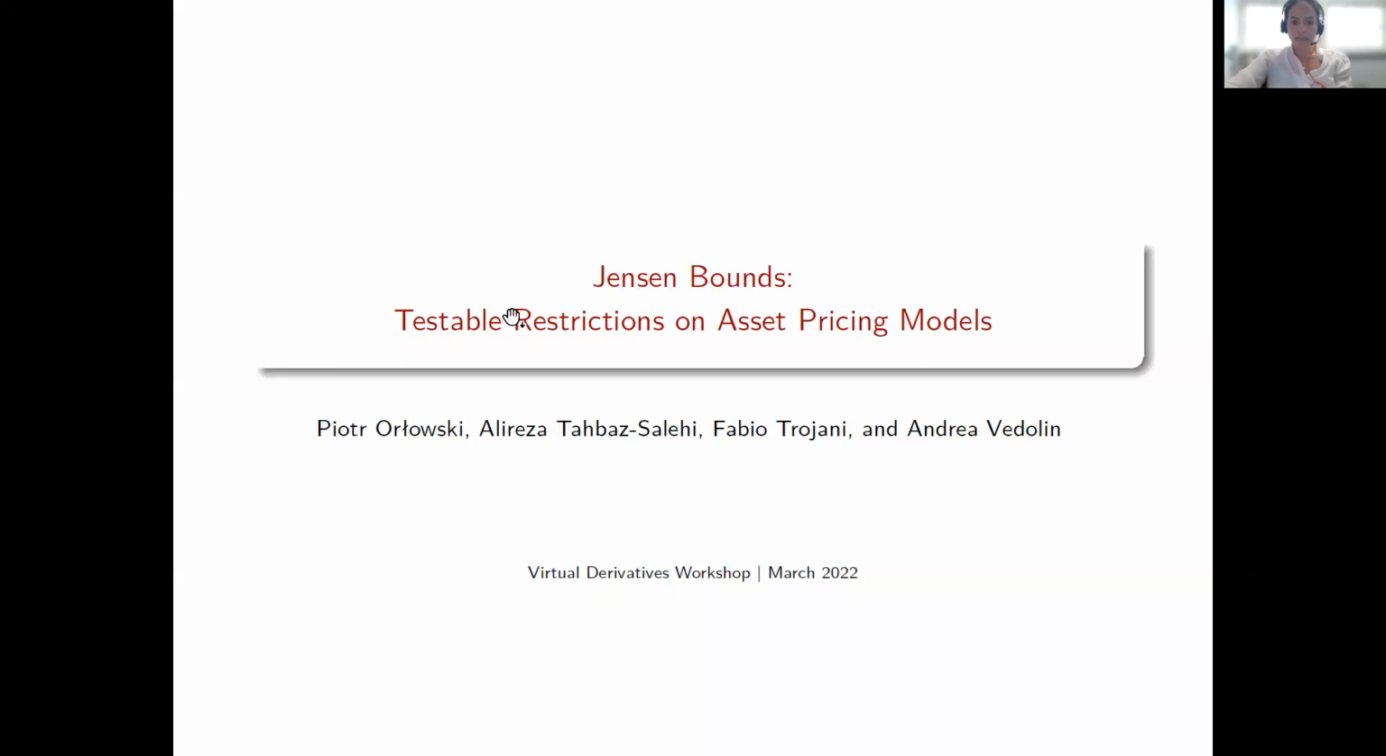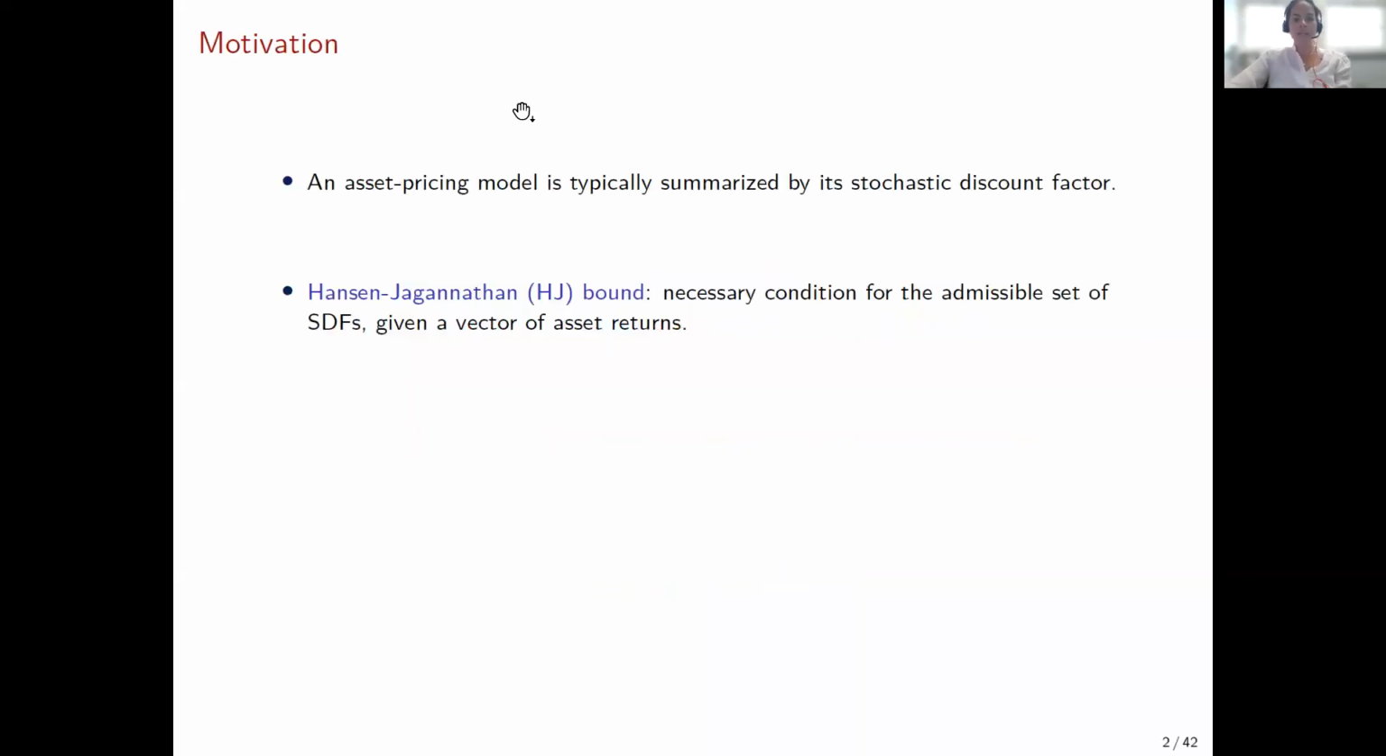Okay, so as you know, any type of asset pricing model is typically summarized by the stochastic discount factor. Let me remind you of your first asset pricing PhD class where you learned about the Hansen-Jagannathan bound. So the Hansen-Jagannathan bound tells you the necessary condition for the admissible set of stochastic discount factors given a vector of asset returns. And here is the formula.